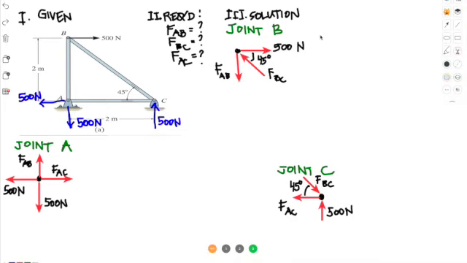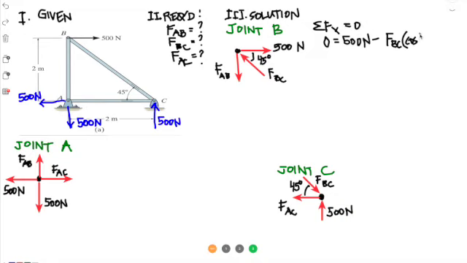So let's do a summation of forces along x. That would be equal to 0. So 0 is equal to, the positive component is 500 newtons, minus the component here, which is cosine. So FBC cosine 45 degrees. So we just manipulate this equation, and we can solve for FBC as 500 divided by cosine 45.